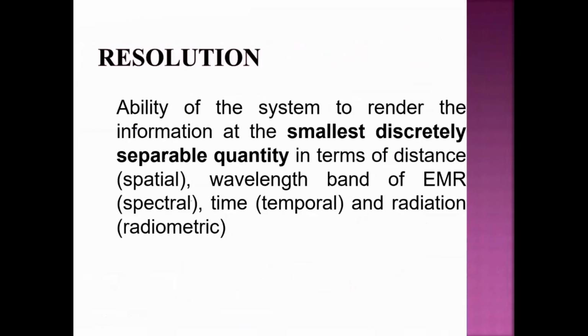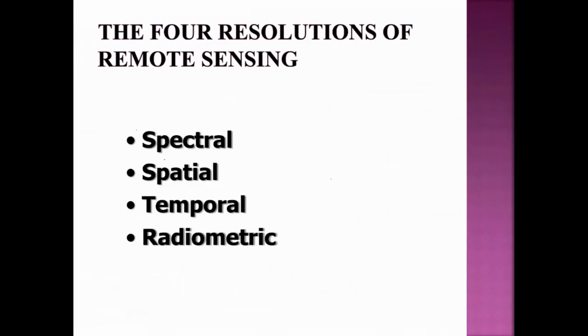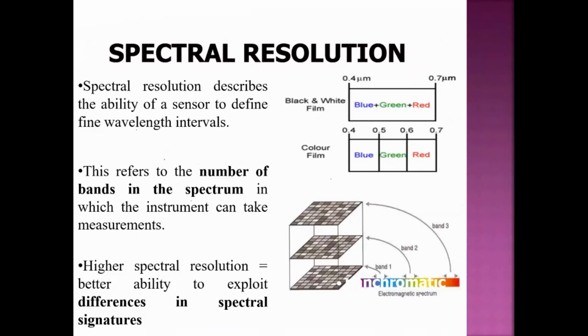So there are 4 types of resolution: spatial, temporal, spectral, and radiometric. The first one is the spectral resolution. So what is the spectral resolution? It describes the ability of a sensor to define fine wavelength intervals. Spectral means there are different types of radiation, different types of bands. That is why it is called spectral resolution.